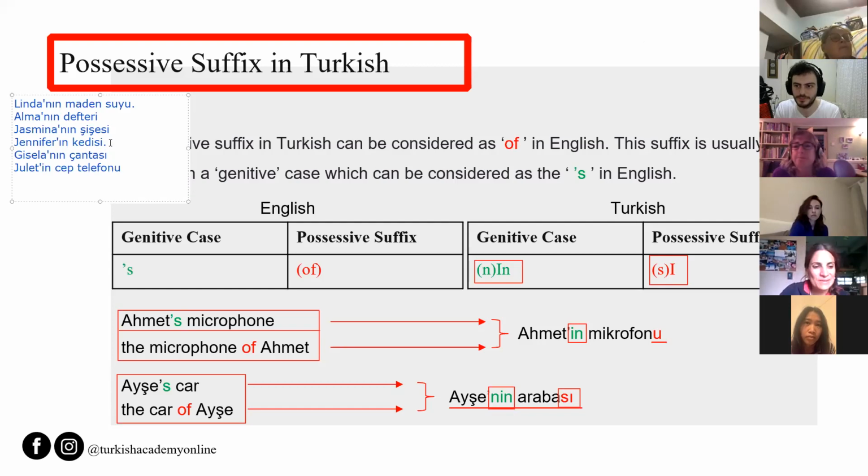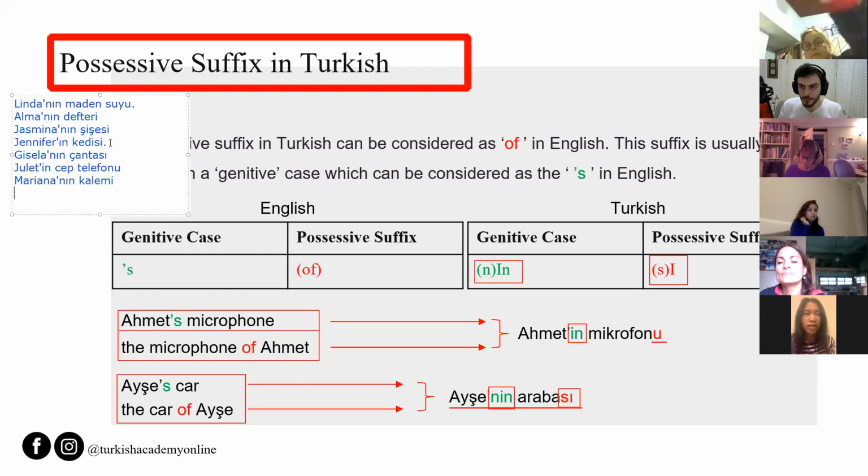Merhaba. Merhaba. Benim adım Mariana. Mariana. Okay. The computer. Okay. Tamam. So Mariana'nın kalemi. Çok güzel. Bravo. Monira. Hadi. You are muted right now. We cannot hear you. You are muted. Monira'nın kedisini.